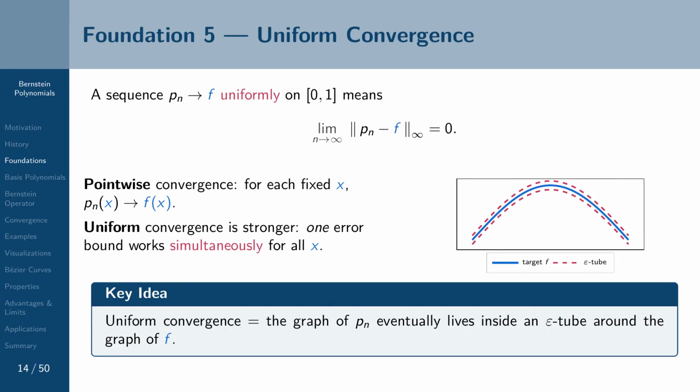Finally, the mode of convergence. Pointwise convergence means that, for each fixed x, the values converge. Uniform convergence is stronger. One error bound works simultaneously for all x. Geometrically, as shown in the figure, the graph of the approximation p sub n eventually lives entirely inside a thin tube of width epsilon around the graph of f. When we say Bernstein polynomials converge, we mean it in this strong, uniform sense.